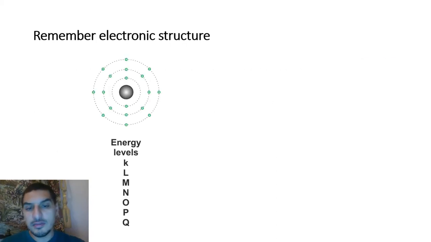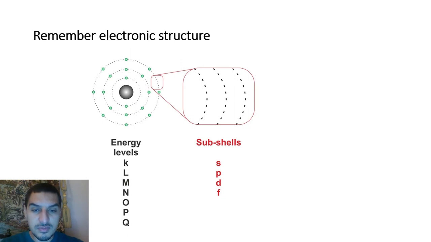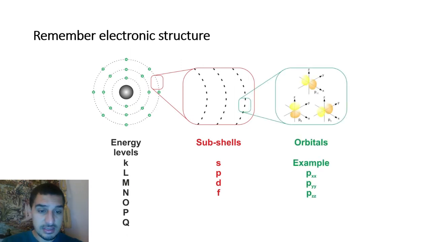Okay, so now we will talk about the atomic structure and how it relates to the shape of the periodic table. If you remember, we said that the electronic structure is first divided into energy levels, and these energy levels are split into subshells, and each subshell is composed of orbitals with different shapes, and each orbital can hold two electrons. Each one of them has a spin rotation in a specific direction.